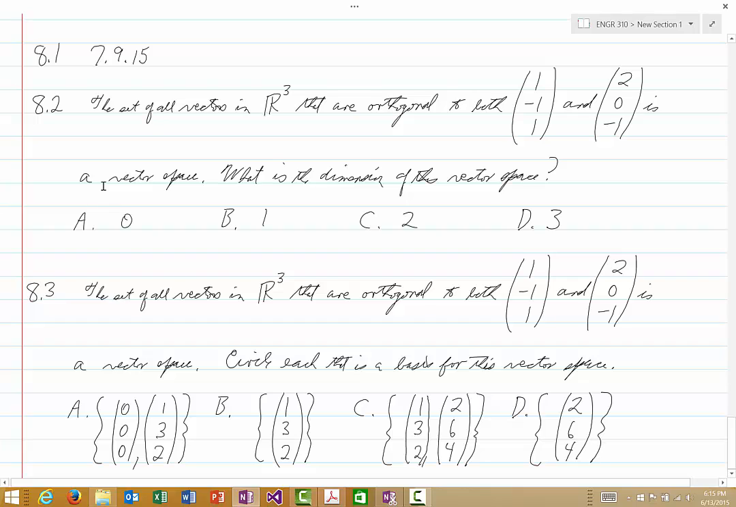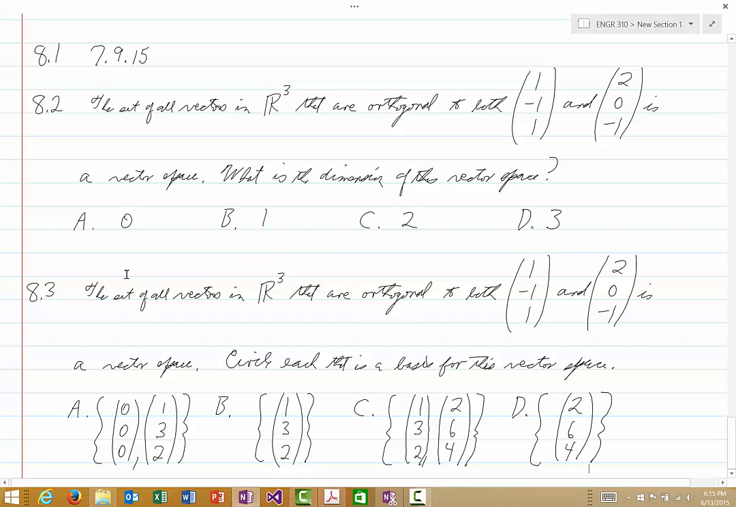Problem 8.2 says the set of all vectors in R3 that are orthogonal to both (1, -1, 1) and (2, 0, -1) is a vector space. What is the dimension of this vector space? Choice A is 0, choice B is 1, choice C is 2, and choice D is 3.